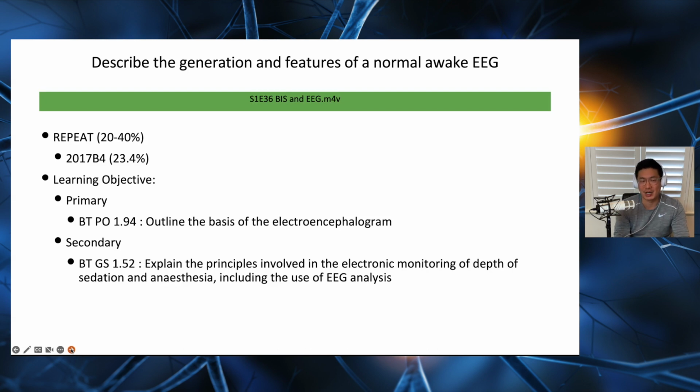BTGS 1.5, to explain the principles involved in the electronic monitoring of depth of sedation in anesthesia, including the use of EEG analysis. What do you think about this question, La?